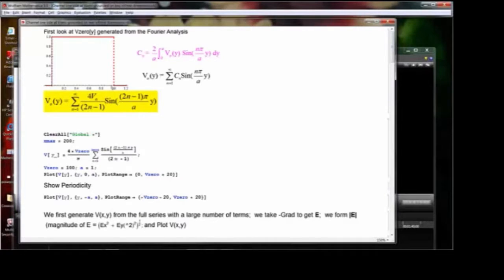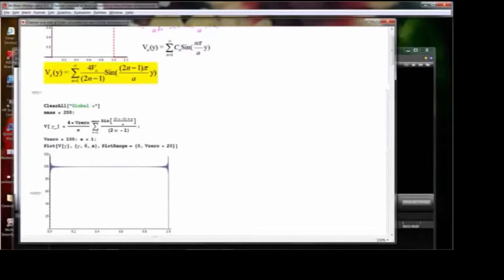So here's our function, and I've got an n max equal to 200. Here's our v of y. This should be v0 of y. So that's right here. v0 in this case is just the amplitude of that function up here. So this is v0 here, and I'm going to set that equal to 100. So we'll plot it. Took a little time because there's so many terms. 200 terms is a lot.